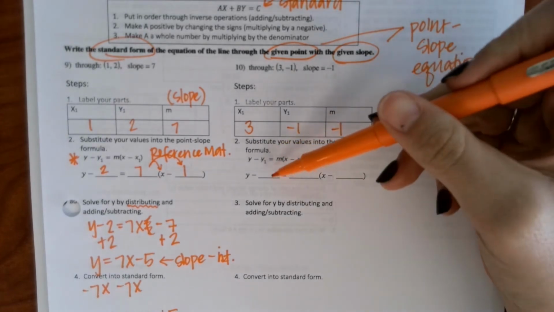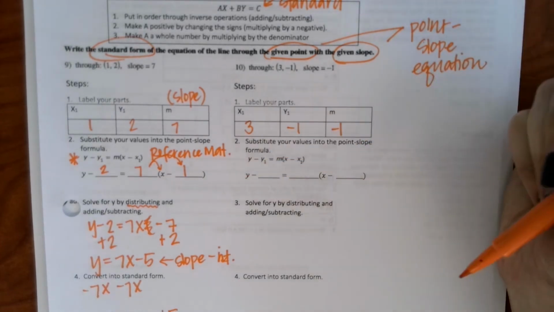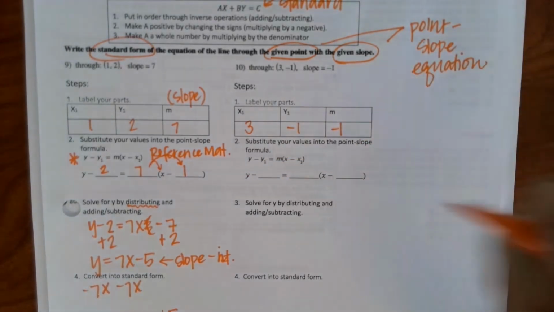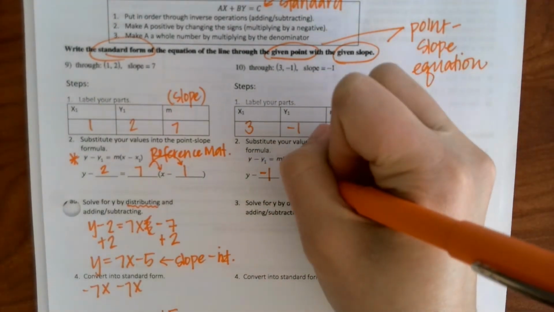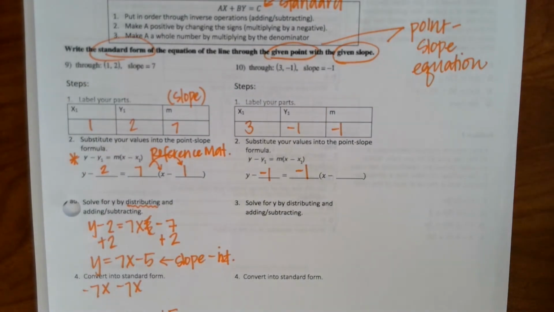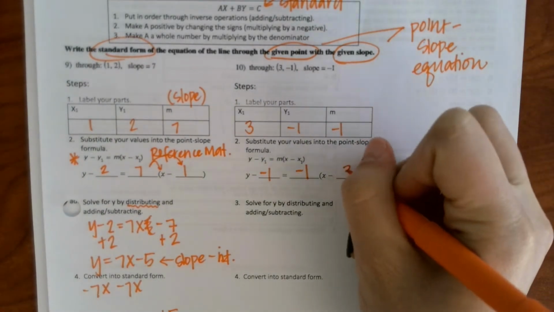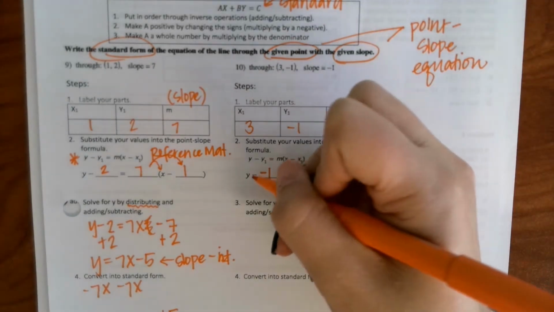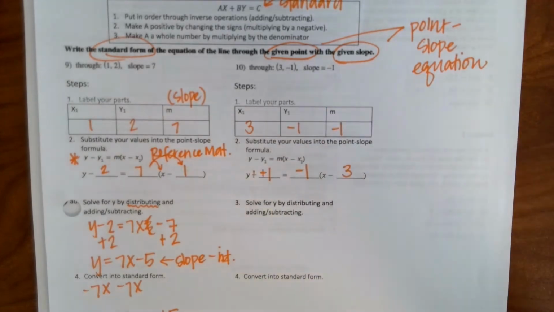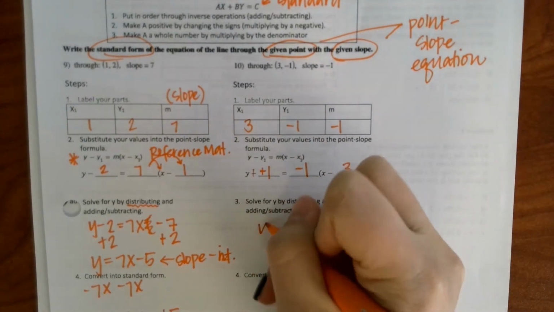What am I going to put in this first blank? If this is y minus y1, what's my y1? Negative 1. Beautiful. What's my m? Yes. What's my x1? Yes. Do I have any keep, change stuff? Oh, yes. Look at that double negative right there. So this is y plus 1.